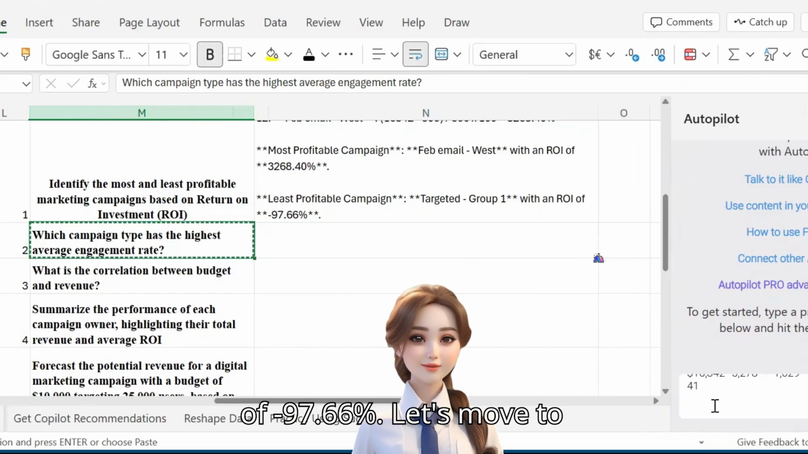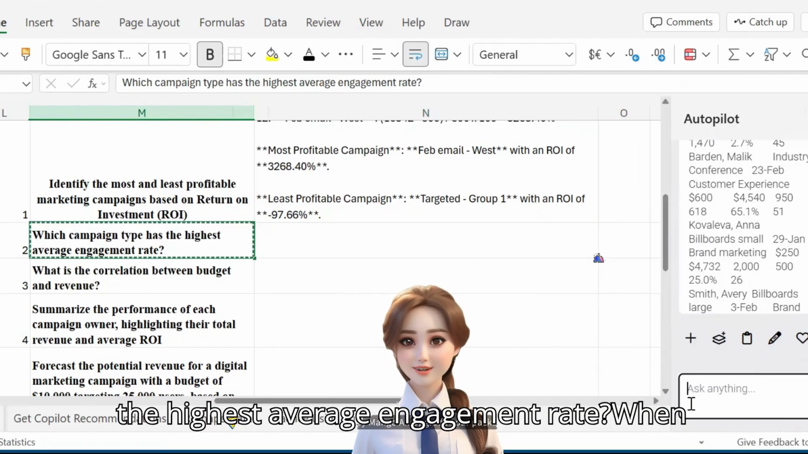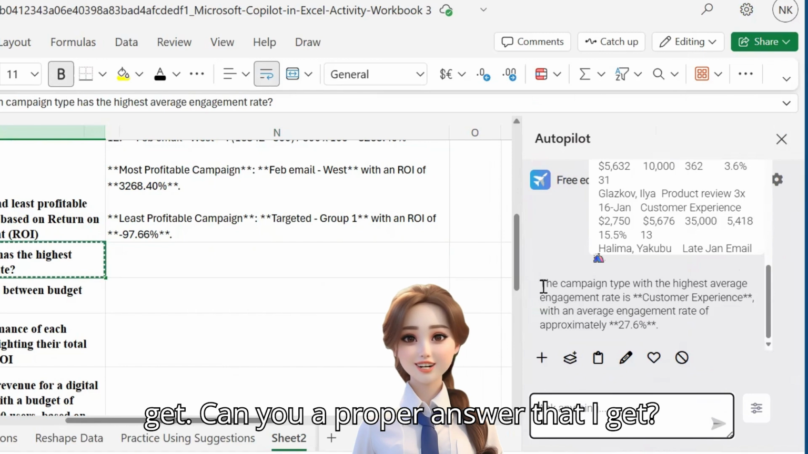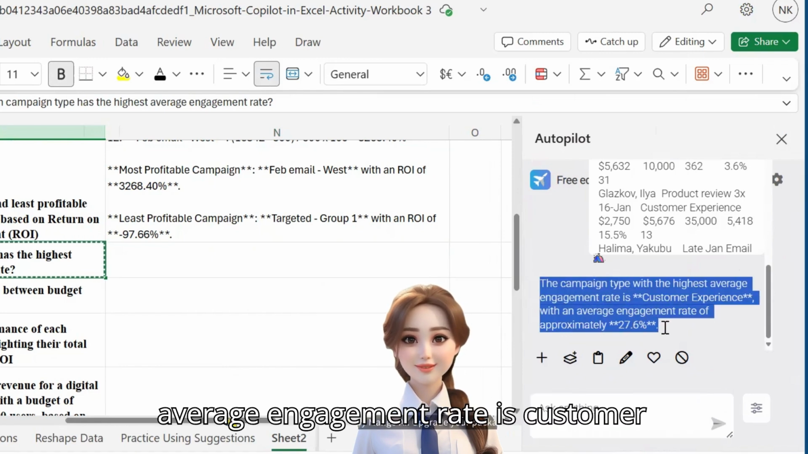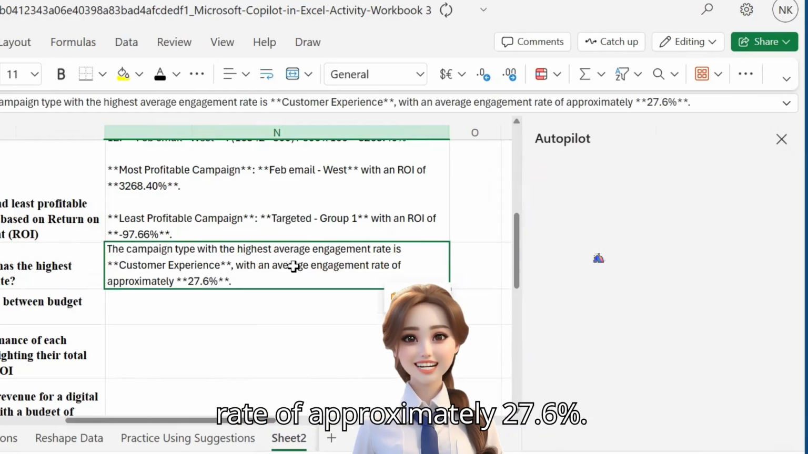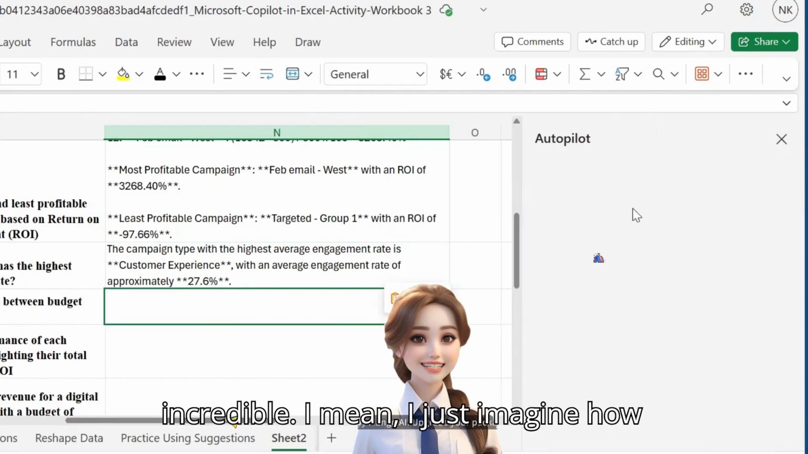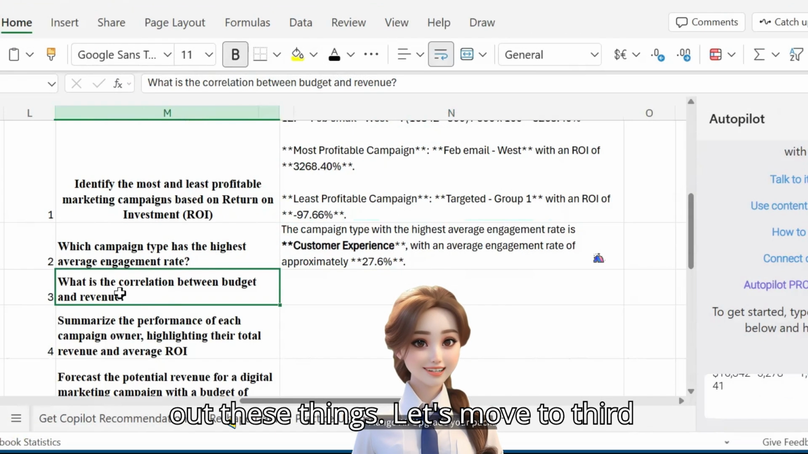Let's move to the second question: which campaign type has the highest average engagement rate? When we copy that question, let's see what we get. Can you see the proper answer that I get? The campaign type with the highest average engagement rate is customer experience, with an average engagement rate of approximately 27.6%. This is incredible. I just imagine how much I would have to spend on this data to find out these things. Let's move to the third question.